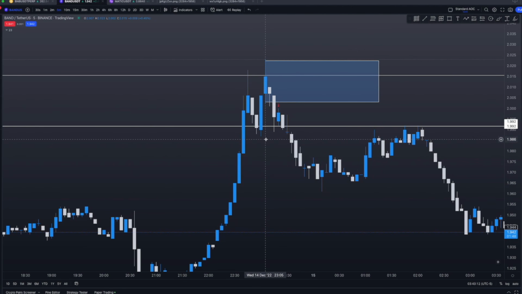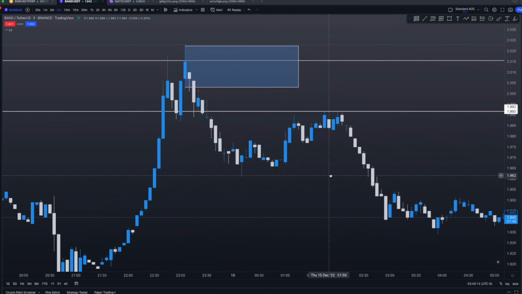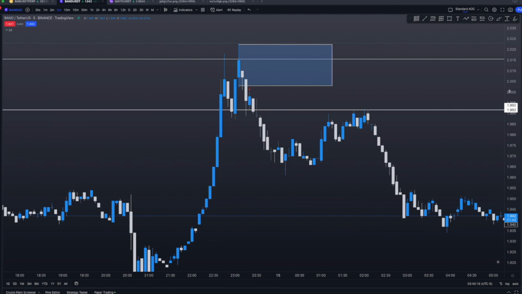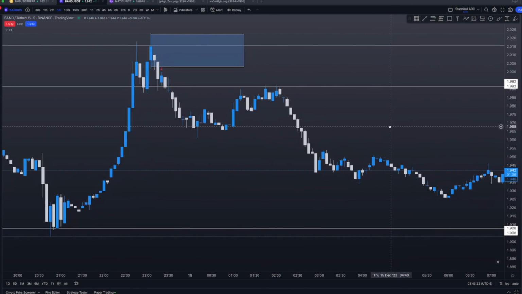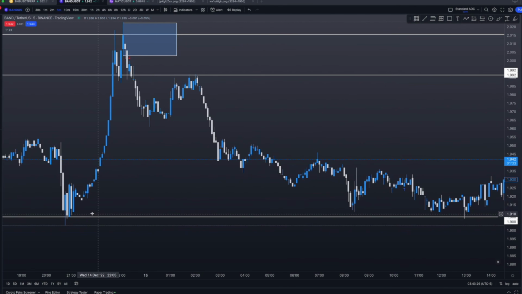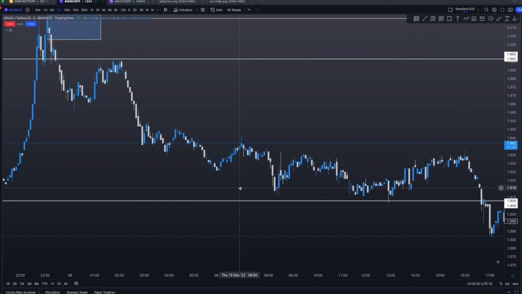I would much rather be consistent with this strategy because you have the luxury of taking such a high frequency of trades that you're going to be better off not being perfect, but just being consistent and just keep firing your shots. And even here, the original target that I had was actually at the range low here, which would have been perfect if I just waited.